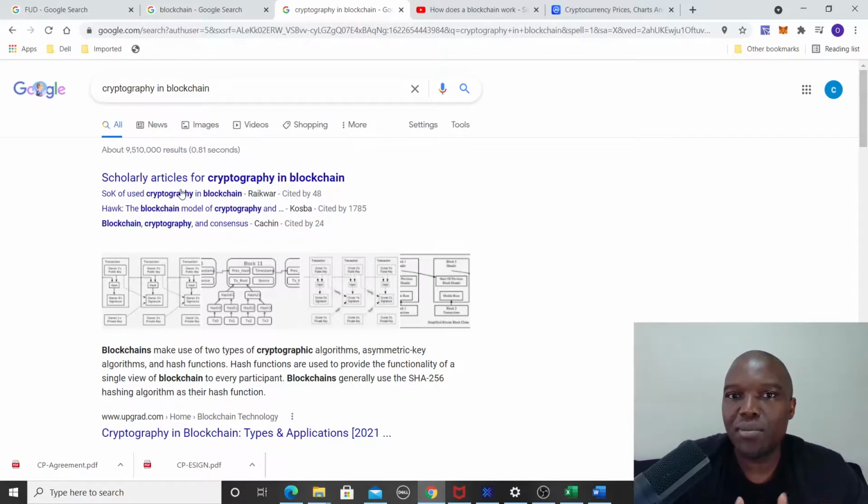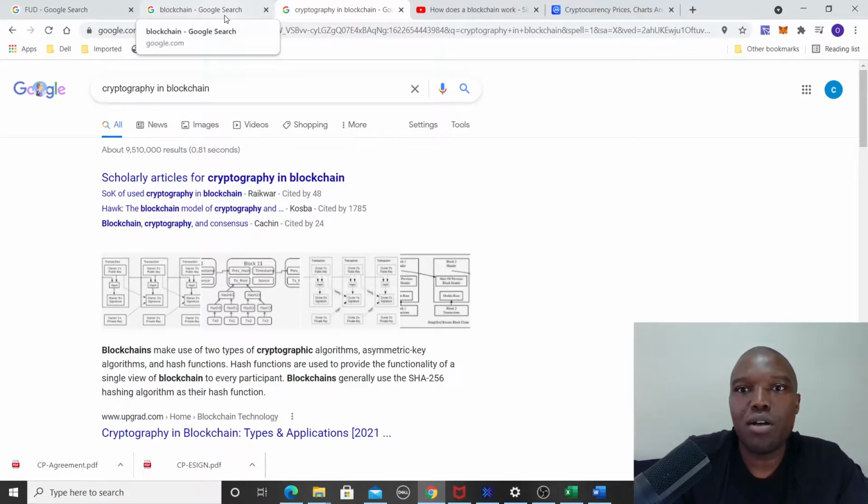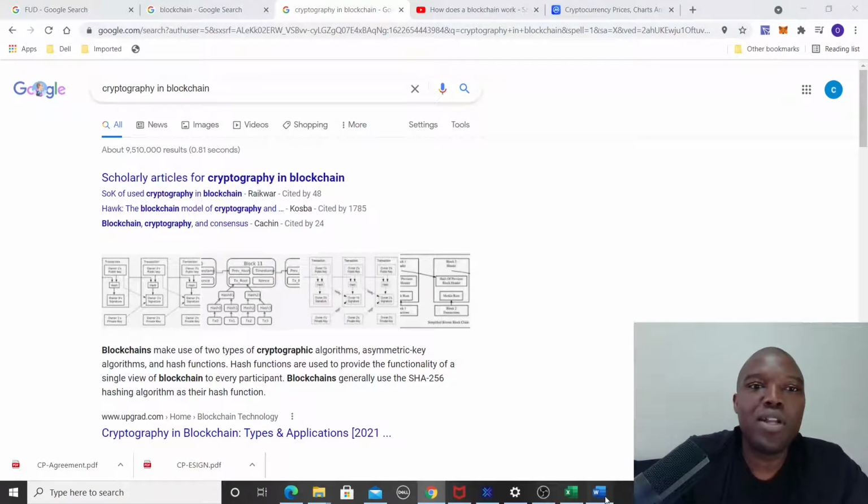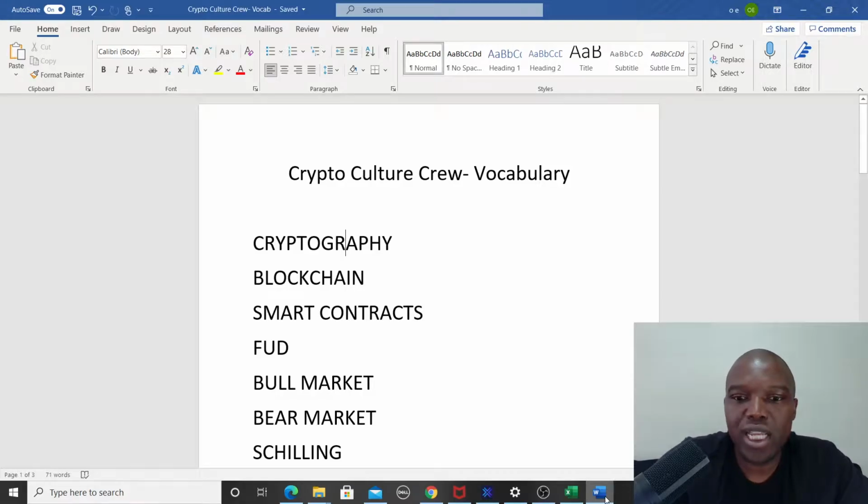So that's some of the details of cryptography and why it's called cryptocurrency, because it uses cryptography to actually send the information as well. So the next term that I want to get into is blockchain.